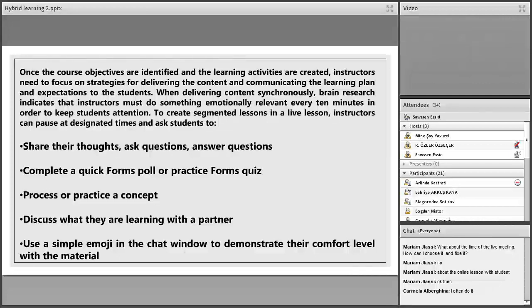Then process or practice a concept. Discuss what they are learning with a partner. Use a simple emoji in the chat window to demonstrate the comfort level with the material. Or you can also use many millions of other tools, for example, create a game with any online tool that you like, for example with a word wall or learning app or Kahoot maybe, to see if they are with you, if they are following the lesson, and also to pause for a while.